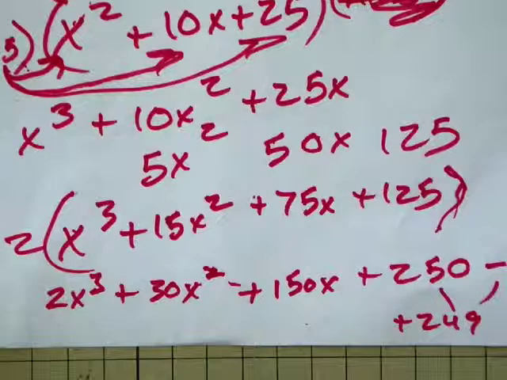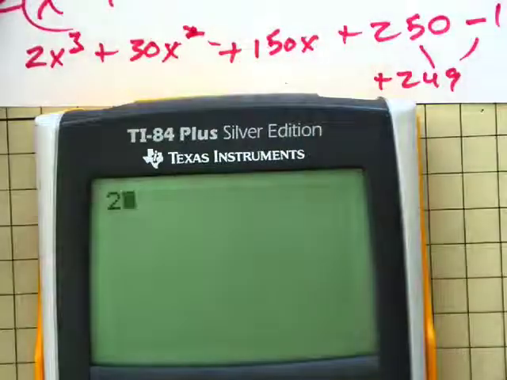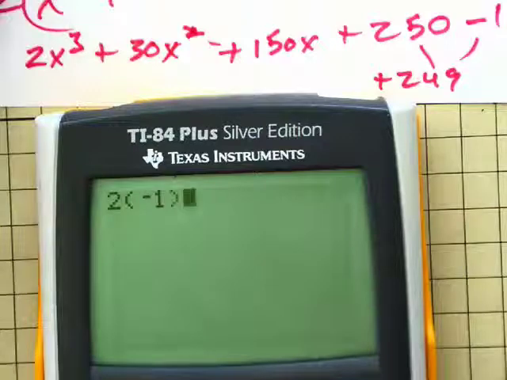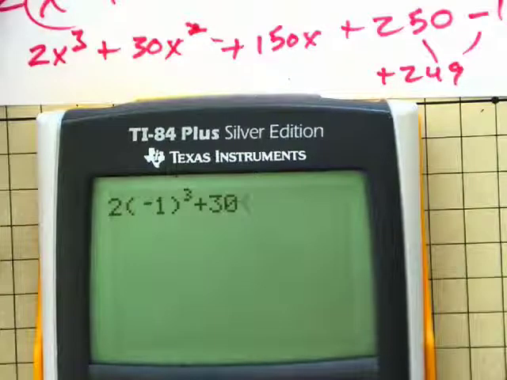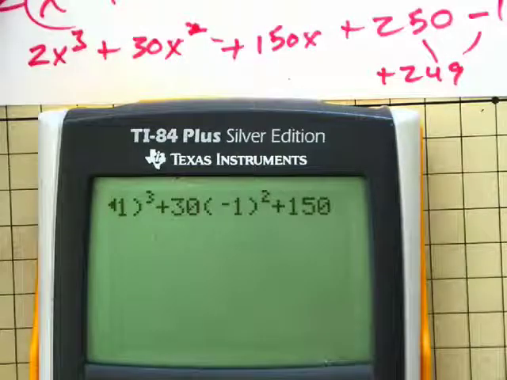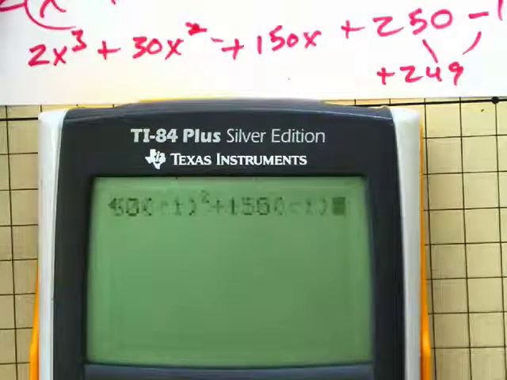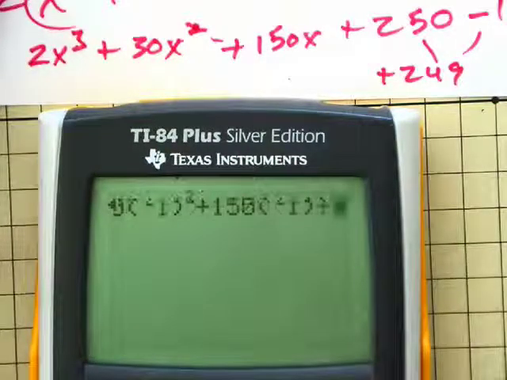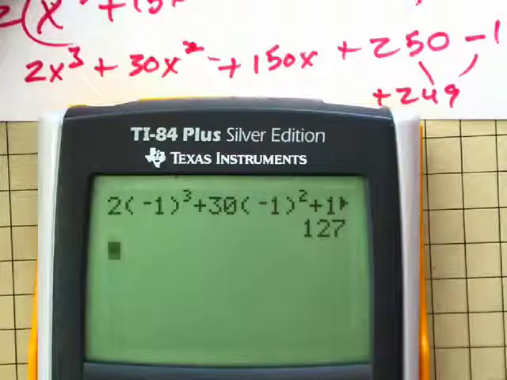I'm just going to plug that one into the calculator because that one's too hard for me to do by hand. So if we say, okay, 2 times negative 1 cubed plus 30 times negative 1 squared plus 150 times, let's just put that in parentheses, negative 1, and plus 249, and we get 127. So you see it's starting to come down a little bit.